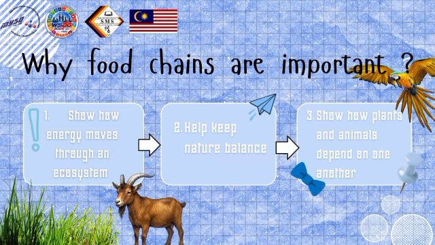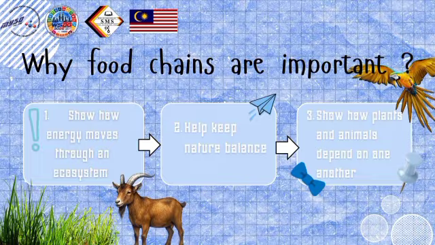Second, food chains help keep nature in balance. Every living thing has a role. Like, if one animal becomes too many, it can affect the plants and other animals. So, food chains help control the population and keep everything stable.